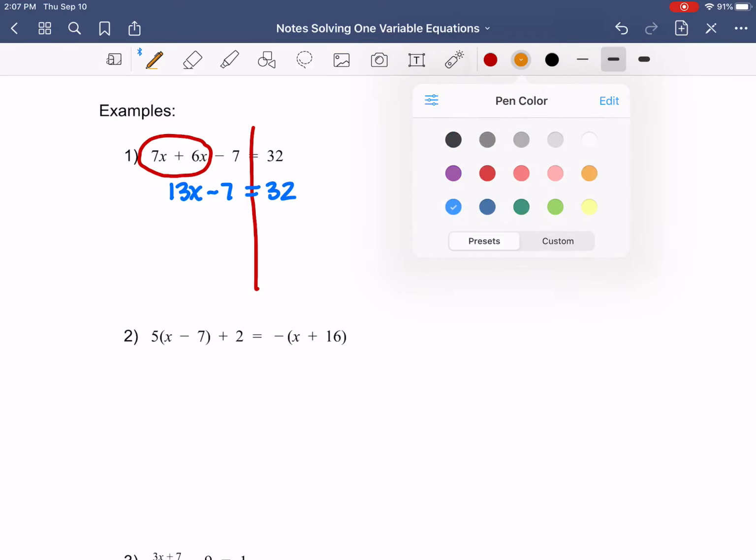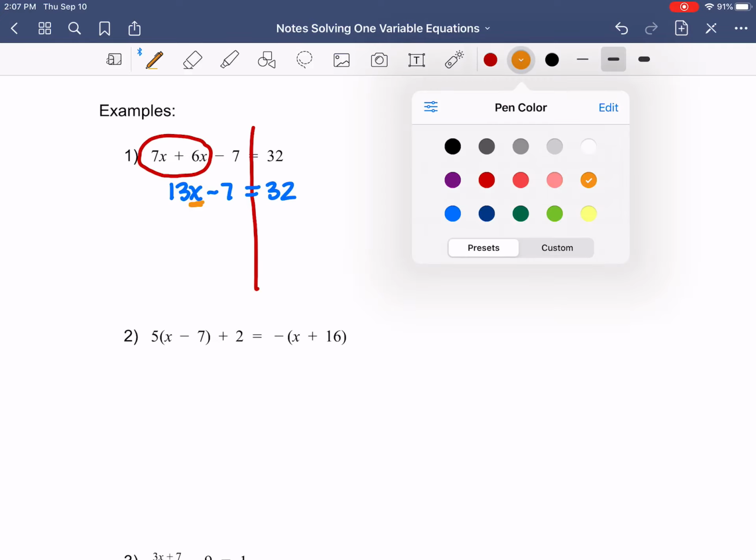Then I look at, are there variables on both sides? I don't see variables on both sides. I just see one variable, the letter x. There's only one of them. There's not one on the other side, so I can skip that one. Is there a constant attached to your x?